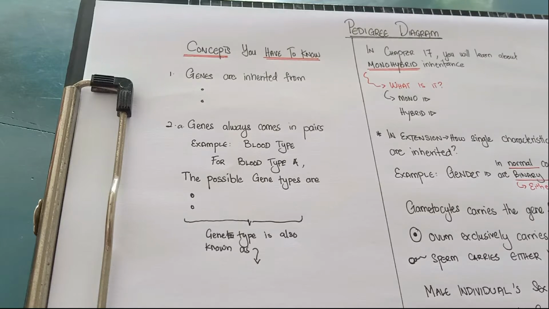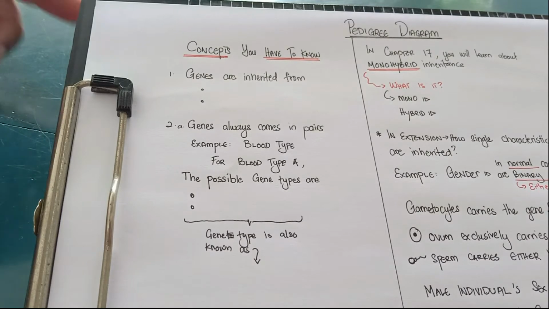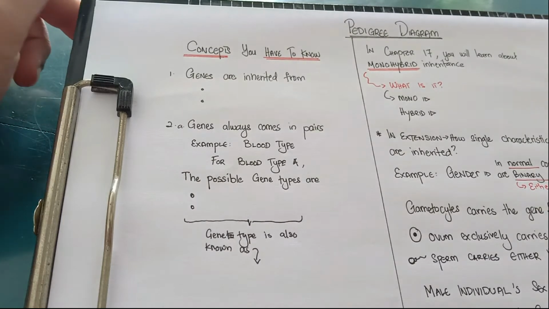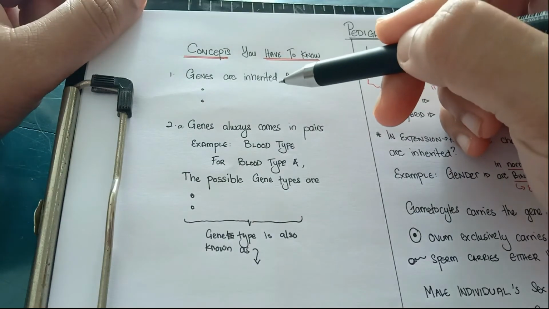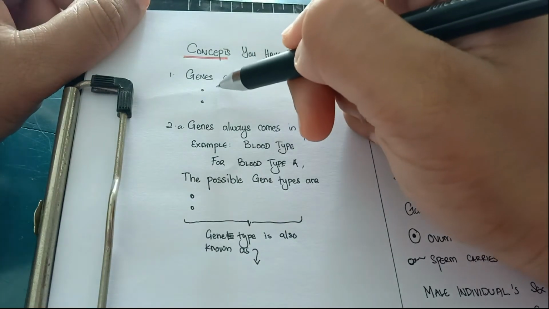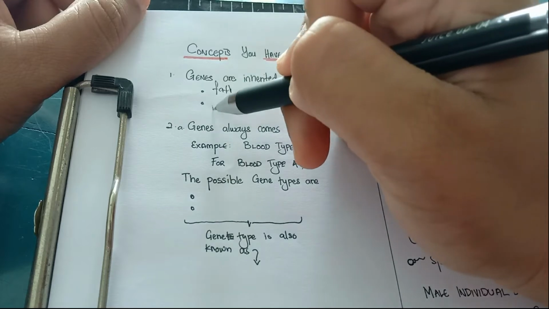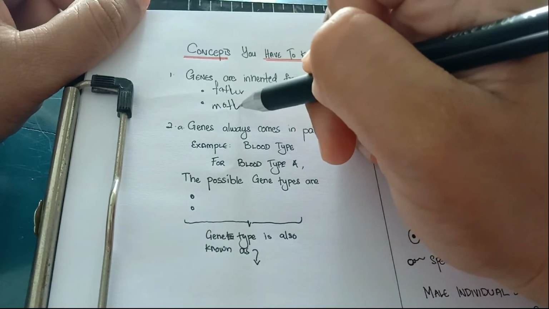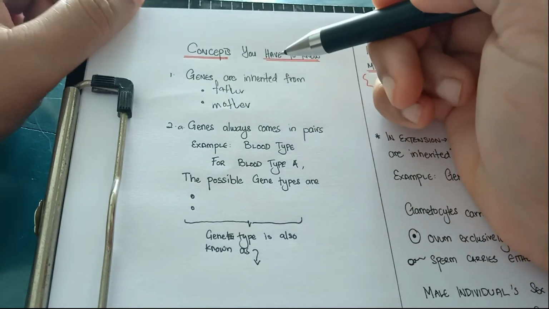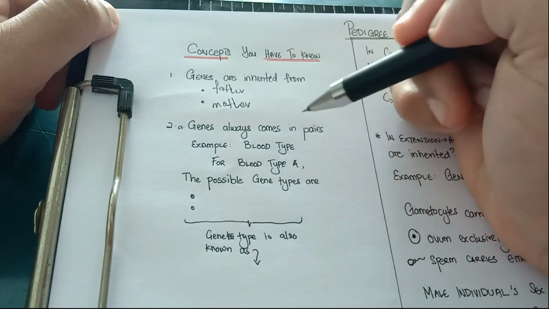I'm going to explain about the pedigree diagram. Before we go and talk about the pedigree diagram, you should know a few concepts. The concepts are: genes are inherited from both your father and your mother, both parents. Genes always come in pairs.